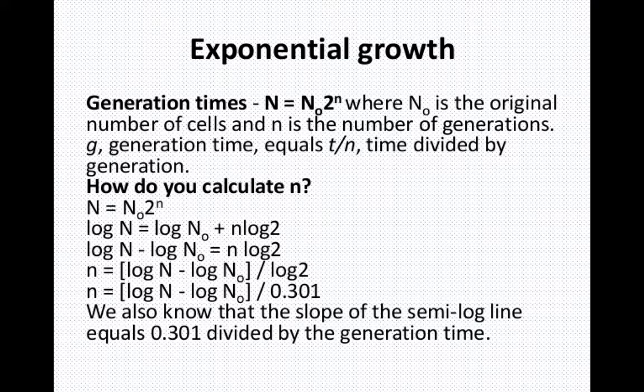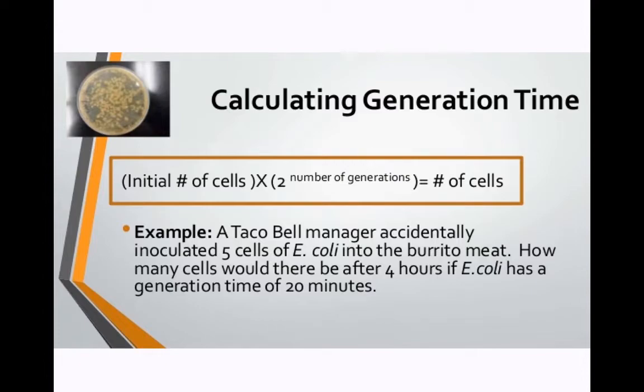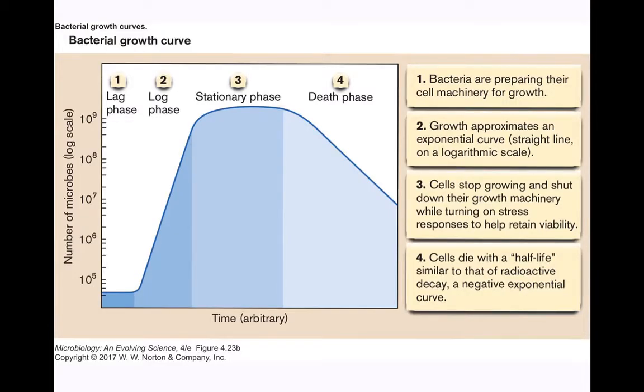The value to this, though, would be very obvious if you had a question like this, where a Taco Bell manager has accidentally inoculated 5 E. coli cells into the burrito meat. E. coli replicates every 20 minutes, so after 4 hours, how many bacteria would there be in that burrito meat? Here's an equation that you can use to calculate it, and stunningly, it's 10 trillion cells in just 4 hours. It shows you the power of this. I shouldn't pick on Taco Bell, I just happened to find this online and it cracked me up this morning, so here it is. But in reality, this is what you were doing in the laboratory this week.